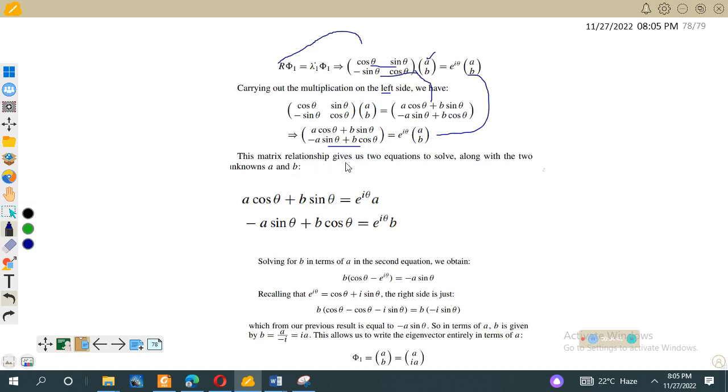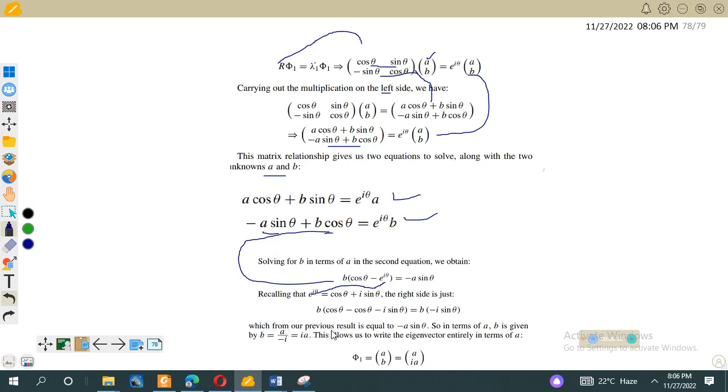This matrix relationship gives us two equations to solve with two unknowns, a and b. A cos theta plus b sin theta is equal to this, and similarly minus a sin theta plus b cos theta is equal to this. Solving for b in terms of a in the second equation, it will yield this equation, and recalling that exponential iota theta is equal to cos theta plus iota sin theta and plugging this in, it will give us b into cos theta minus this.